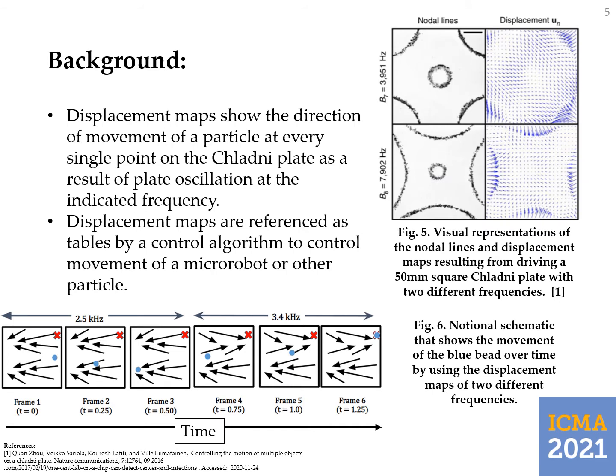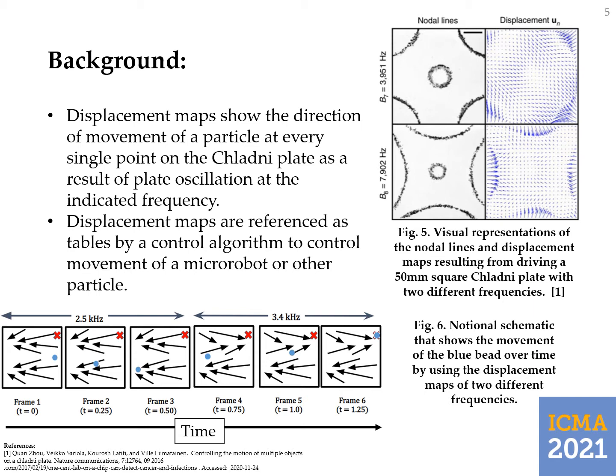The idea is to make displacement maps, which show the direction of movement of a particle at every single point on the Chladni plate, as a result of plate oscillation at the indicated frequency. And then later on, I'll be able to use these displacement maps, referenced by a control algorithm, to control the movement of a microrobot or other particles. So I want to be able to harness these interesting patterns, these Chladni figures, and model how they make the particles move on top of them.